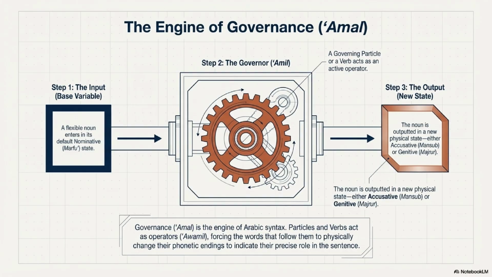Now, remember earlier we said nouns are either declinable or indeclinable? The flexible and the frozen. We just spent all this time on the declinable ones, the ones that change shape like chameleons. The text then outlines the indeclinable nouns, the mabni. These are the rule breakers. These are the words that refuse to change their endings no matter what grammatical job they are doing.